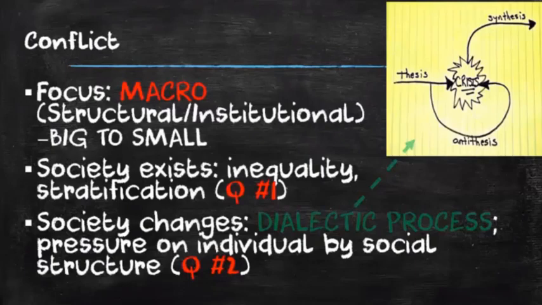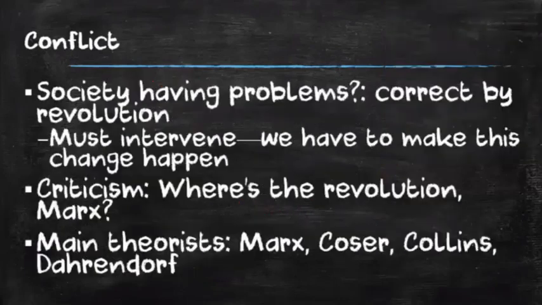One group or more groups are going to be disenfranchised, they're going to fight back against the status quo, and we're going to come to a new resolution there. So for this particular equation, remember, society exists in a state of inequality. That inequality is the struggle for those scarce social resources. And society changes by a process of revolution, or the dialectic, right? So here, when society is having problems, people actually must intervene to make that change happen. And so you can see how it is completely opposed to functional theory.